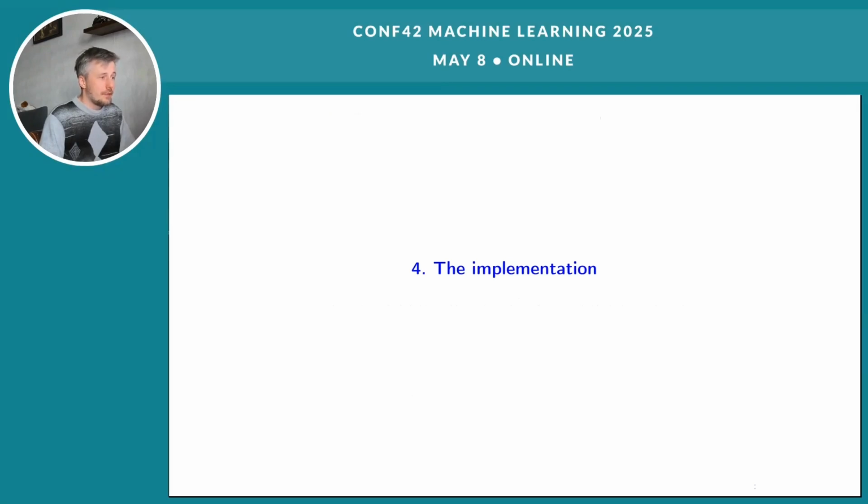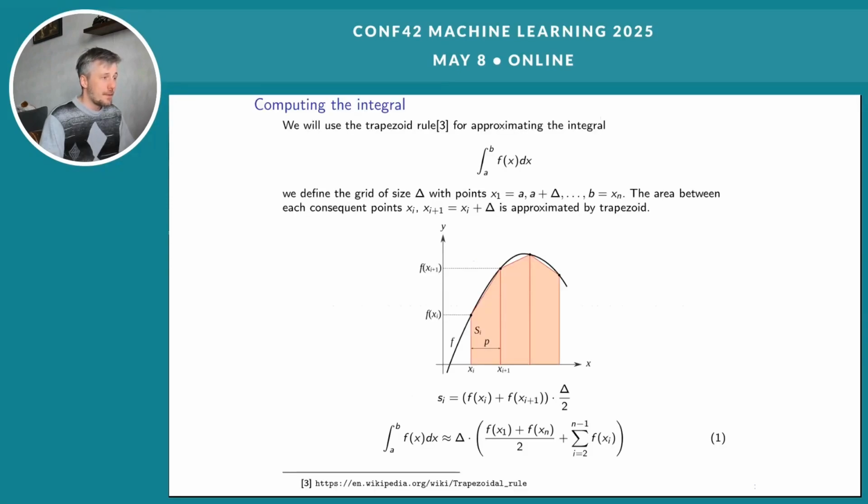And now we will implement the lookup table generation and normal distribution function evaluation. First of all, the cumulative distribution function requires computation of the integral. We will use the trapezoid rule approximation. We split the integration segment from A to B into consecutive segments where the area on each segment is interpolated by the area of a trapezoid, which is usually computed by the lengths of its parallel sides. In the picture, we see an example of computing one such area.